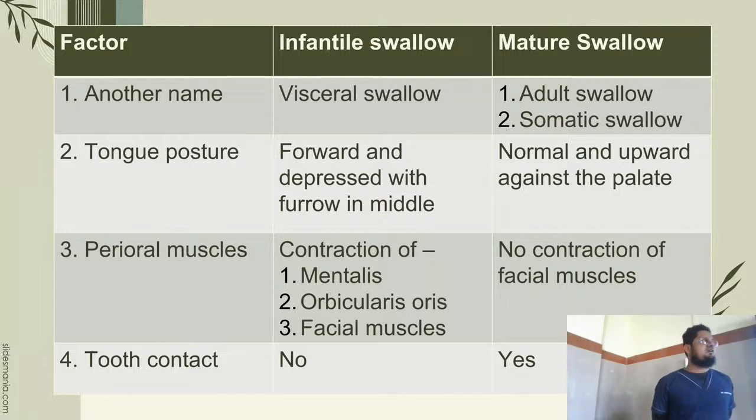The infantile swallow, also called the visceral swallow, has the tongue posture forward and depressed with a furrow in the mandible, and perioral musculature contraction of the mentalis, orbicularis oris, and facial muscles is seen. The mature swallow is called the adult or somatic swallow, with a normal upward position of the tongue against the palate. No contraction of the facial muscles is seen in the mature swallow, and the teeth are in contact. Yes, teeth are in contact during the mature swallow.